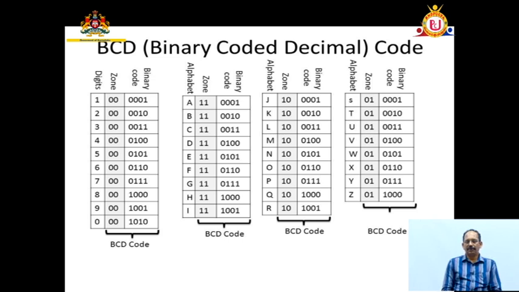Next. Another type of computer code is XS3 BCD code. What is this XS3 BCD code? Basically it is a BCD code, but XS3 BCD code is not a weighted code. It is a non-weighted self-complementary binary code.